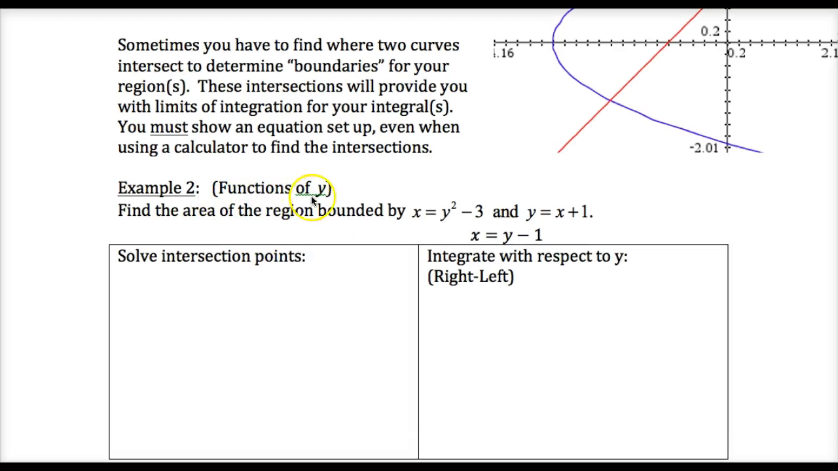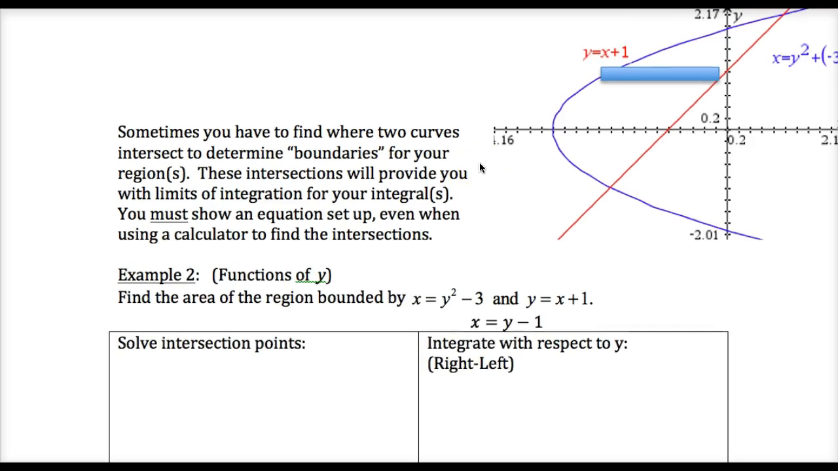So we have functions of y. Find the area of the region bounded by x equals y squared minus 3, which is the sideways parabola, and I have this over 3. These increments are split up small. But this would be -3, and then y equals x plus 1 would be this line. So I'm trying to find the area of this region here approximated by these rectangles.